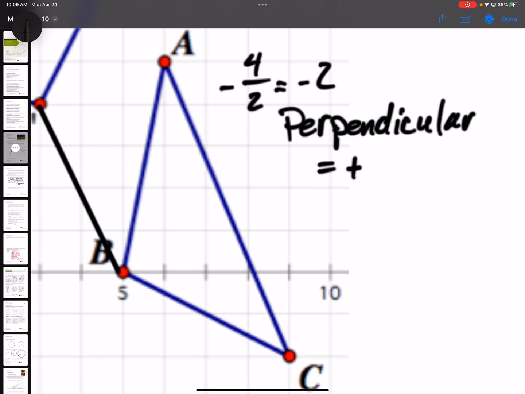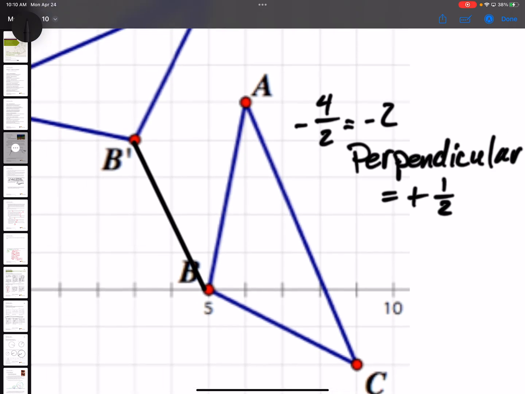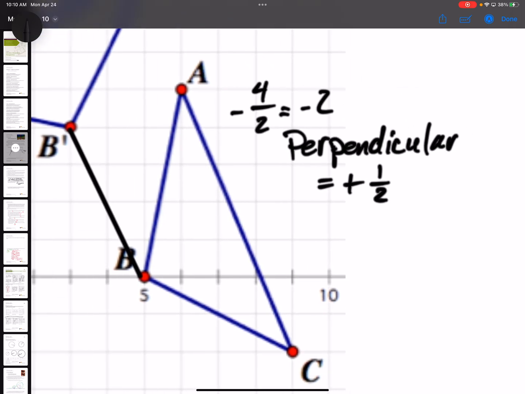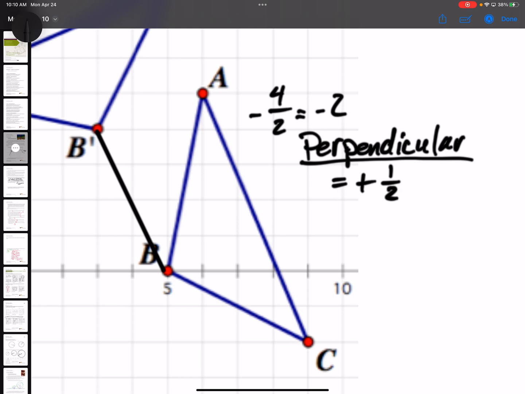is going to be positive. And then what is the reciprocal of 2? Positive 1/2, right? Because 2 is actually 2 over 1. So if I take the reciprocal of that, it's going to be positive 1 over 2. This is the perpendicular line to b over b prime, or b prime, excuse me.